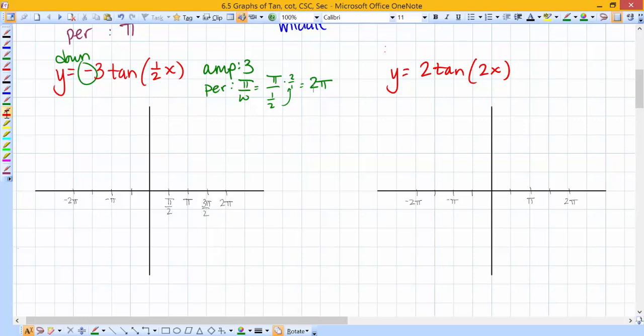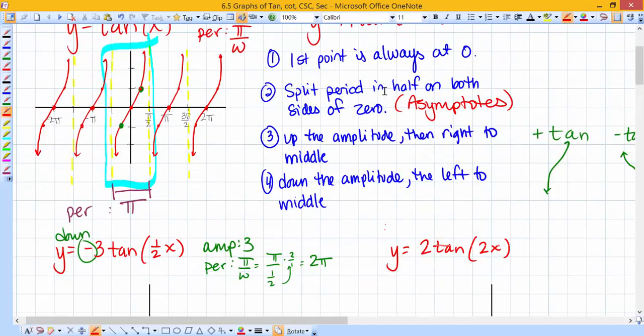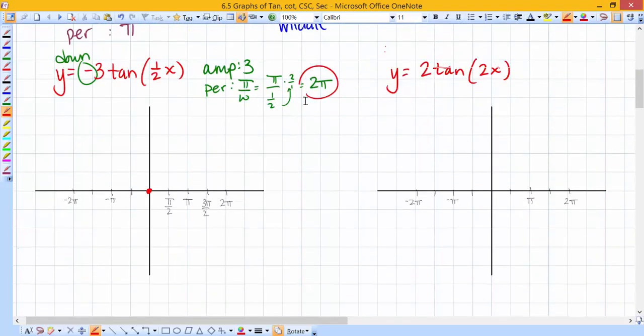So tangent starts at 0. No matter what, tangent starts at 0. Now, if I look back at the notes, it says split period in half on both sides of 0. So my period is 2 pi. So split that in half. That's pi. That's where my asymptote is going to go. Asymptote, and then negative pi is the other asymptote. There's one cycle.